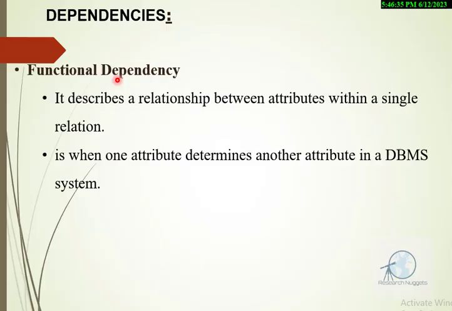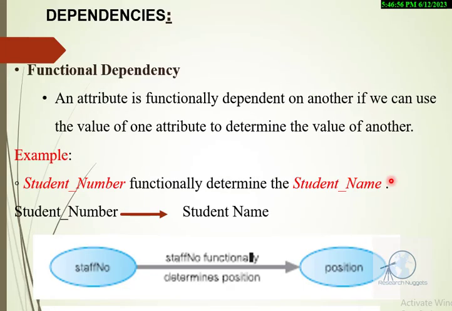We begin with the functional dependency. In a nutshell, we can say that the functional dependency describes a relationship that exists between attributes within a single relation. Or in other words, it's when one attribute is used to determine the value of another attribute within a DBMS system. So let's look at an example here.